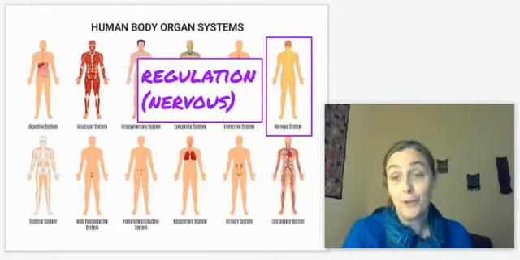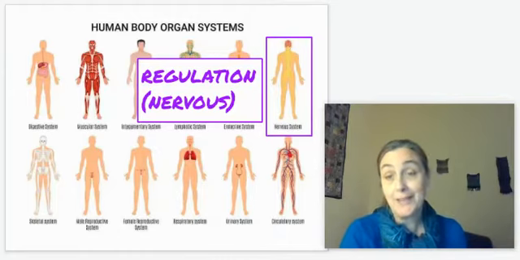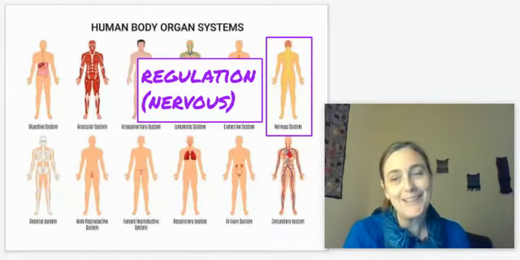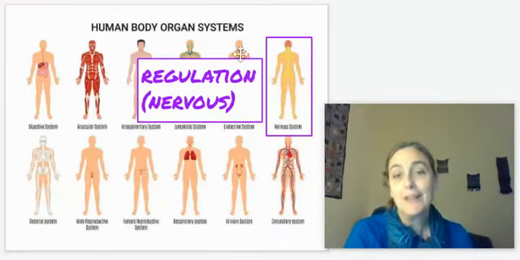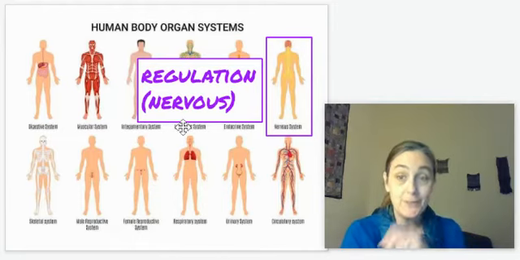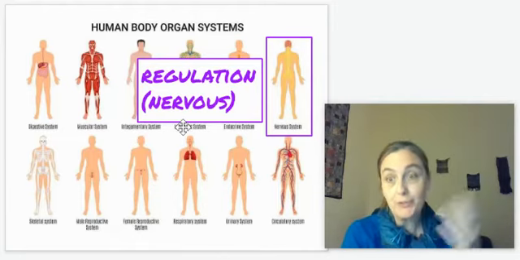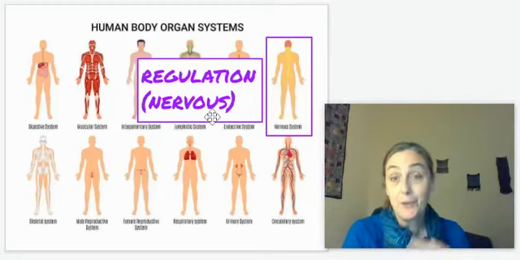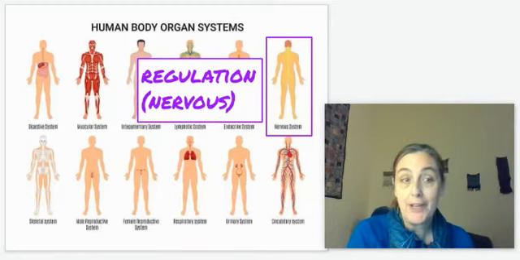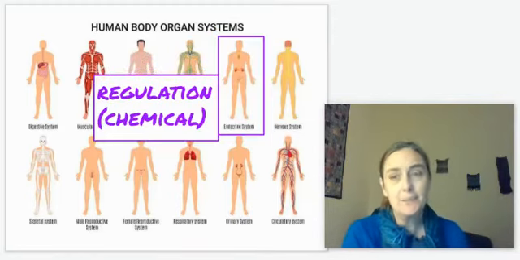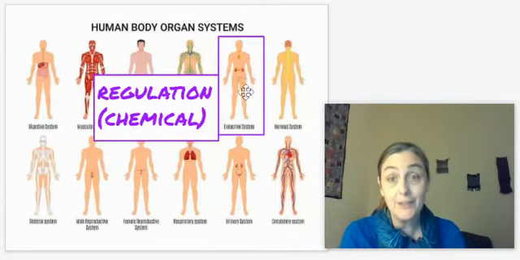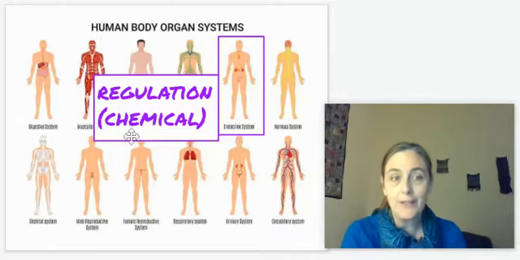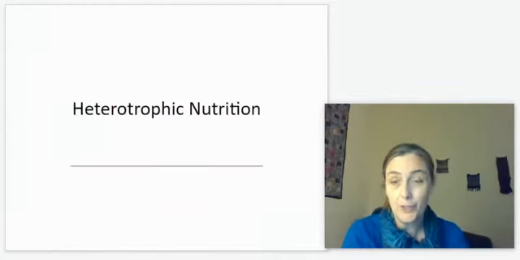Regulation, control of body systems in order to maintain homeostasis, a constant internal environment. So two systems perform regulation. The nervous system, which includes your brain and your nerves, and a system that you might not have heard of, your endocrine system, which is a whole bunch of separate glands all throughout your body. And so those are the systems that we're going to talk about. Today, we're going to start by talking about nutrition.